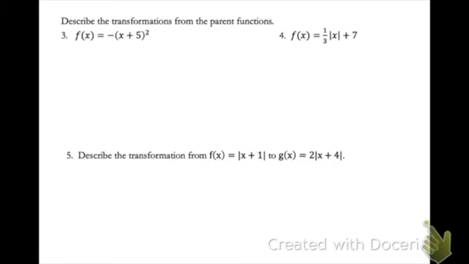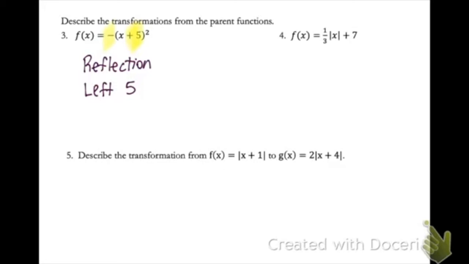Describe the transformation from the parent functions. So now we're looking at the equations here. In this first problem, I notice that I have 2 things going on. I have a negative out front, and I have a plus 5. If those weren't there, I would just have my parent function of x squared. So the negative tells me that my graph reflected, and the plus 5 is where the h would be, and so that's going to be a left 5. Now remember, this is the part that's a little backwards. You would think a plus 5 means right, but it's always switched, so this is left 5.